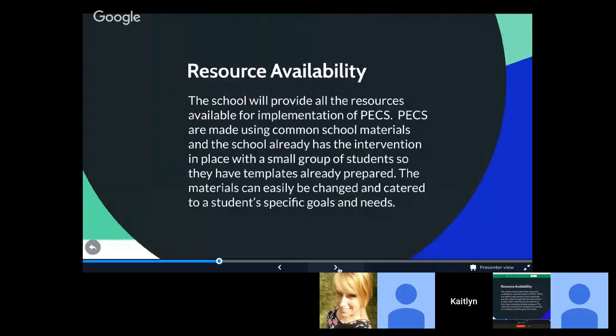Resource availability. The school will provide all the resources available for implementation of PECs. PECs are made using common school materials, and the school already has intervention in place with a small group of students, and the templates are already prepared. And the materials can be easily changed and catered to the student's specific goals and needs.